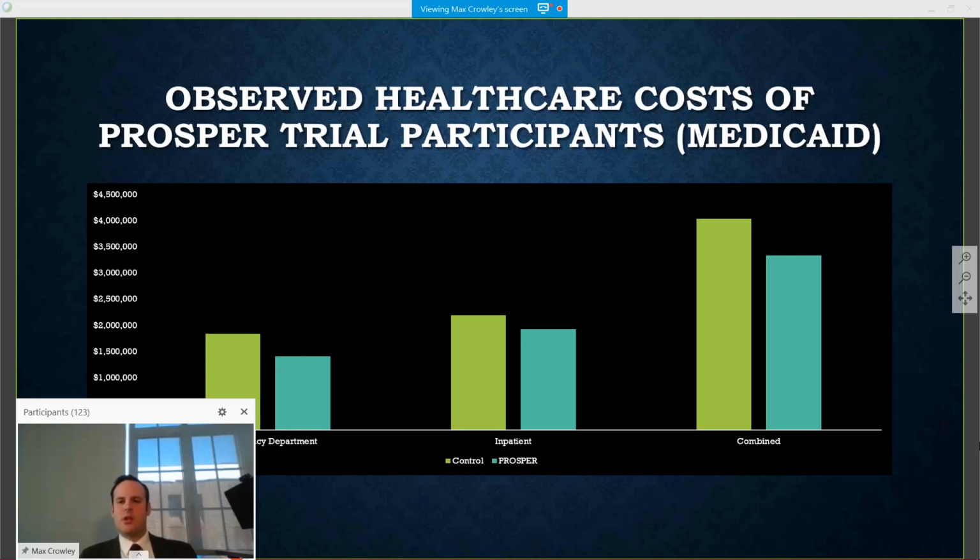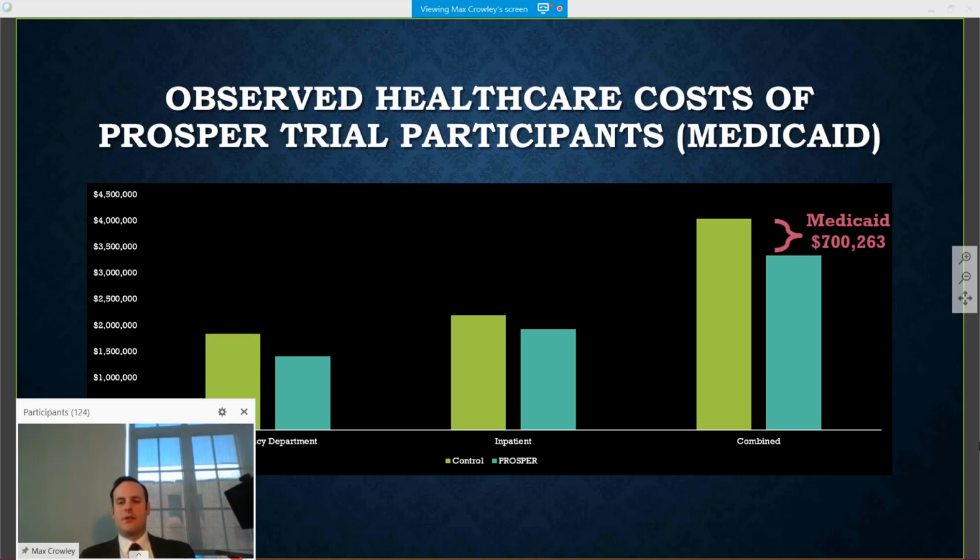So I mentioned that we had a projection of what kind of cost aversion the PROSPER trial was likely to have achieved for the Medicaid system. And so what we sought to do was actually observe whether that was occurring or not and test it out. And what we found was we were wrong, actually, in our projection, but right in our hypothesis that PROSPER was having a significant impact on Medicaid spending in particular.